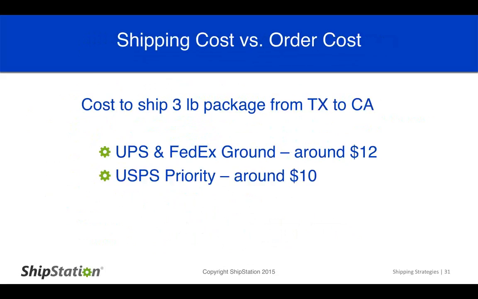I did some quick rate calculations based on my own carrier accounts. Assuming I have a 3-pound package that needs to ship from Texas to California, it could be as much as $12 to ship via UPS or FedEx, or $10 to ship through USPS Priority. Depending on what kind of product I'm selling, the cost of shipping could have a significant effect on the order value and may cause the shopper to abandon cart.